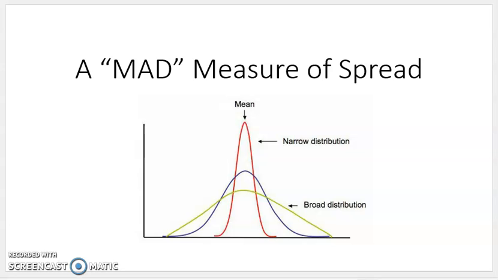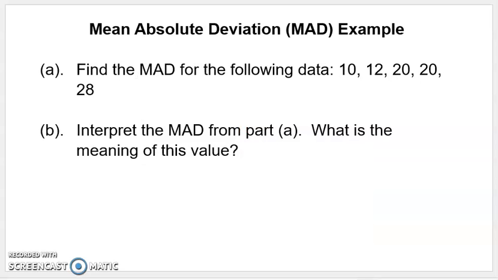Hi everyone, this is just a quick video on the mean absolute deviation, or the MAD, which is the measure of spread of a data set. So here's a question. It's actually in some of my worked examples if you see those, but basically I give you a data set. So you've got 5 values in this data set: 10, 12, 20, 20, and 28. So these are the 5 values in the data set.